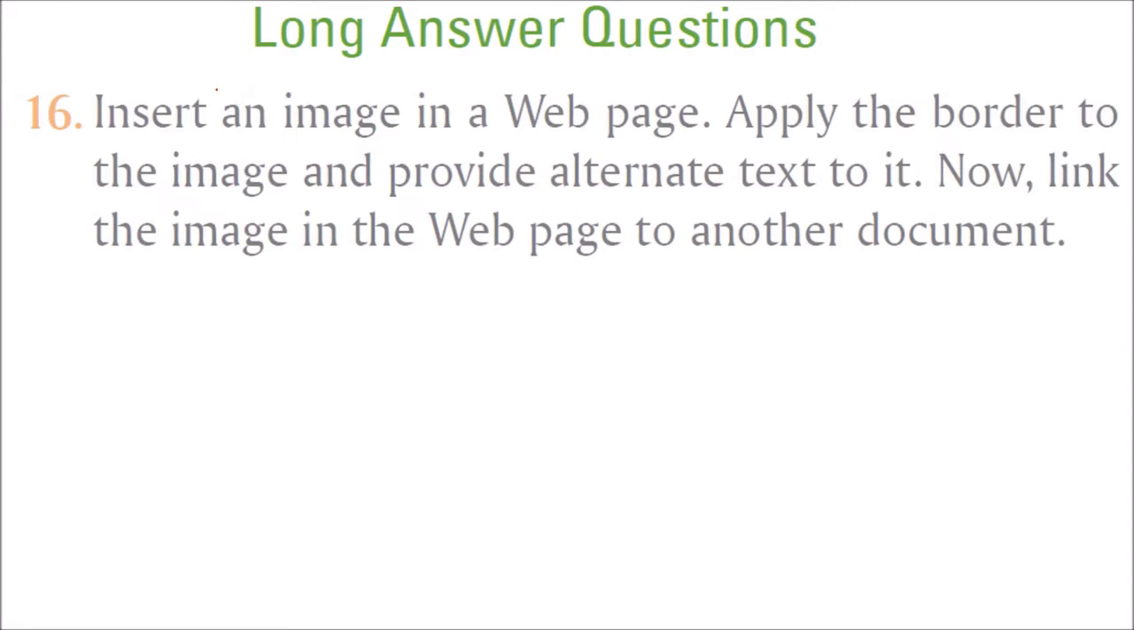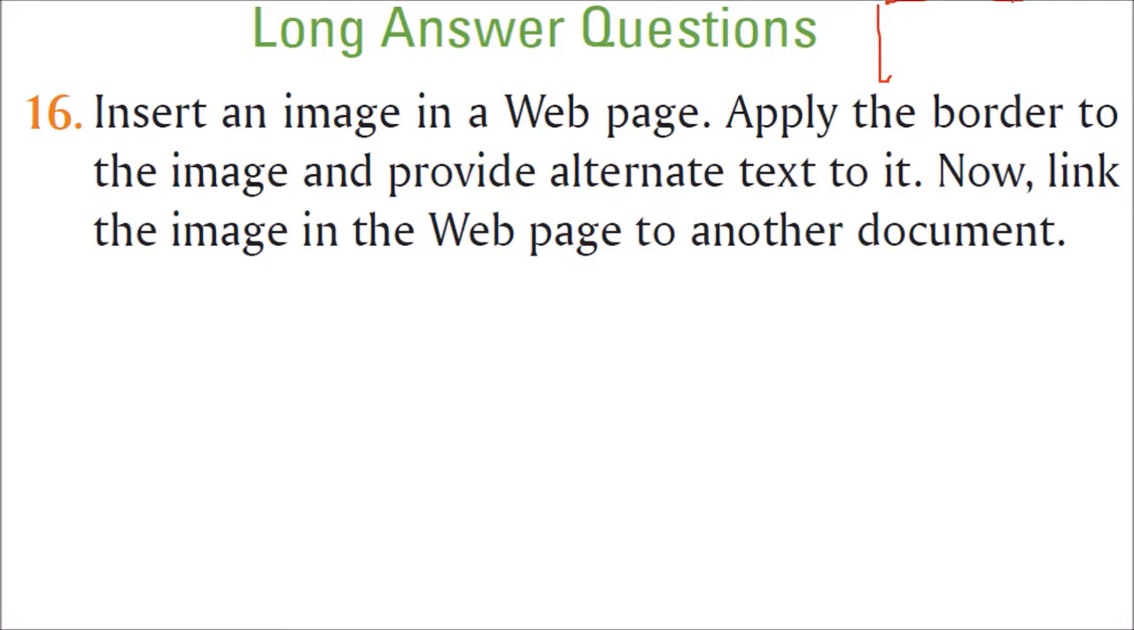Long answer questions. Insert an image in a web page. First of all, we have to insert an image. Apply a border to the image, then provide an alternate text, and now link the image in the web page to another document. So we have to make it a hyperlink, inside an anchor tag. When you click it, it should go to some other page.